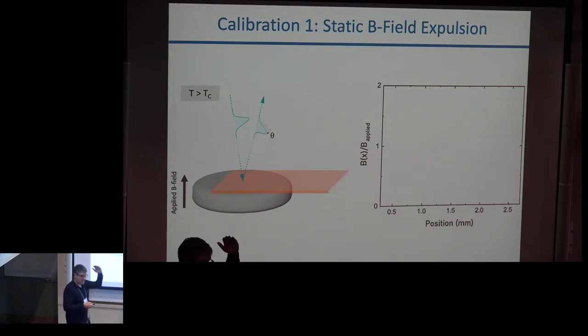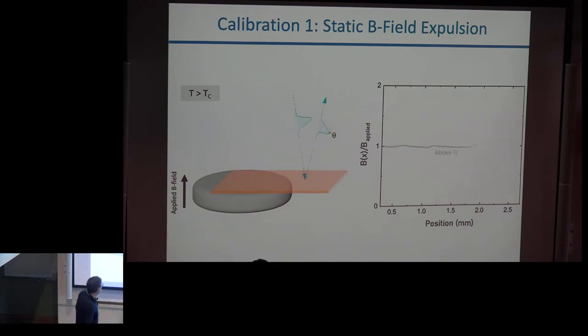So I'm now going to start above TC. This material is a weak diamagnet. So the fields should be the same as the applied field, which means that this number should be 1 everywhere. So I can now scan my polarization rotation, and I can see that at room temperature, in equilibrium, YBCO doesn't really have much magnetic activity.